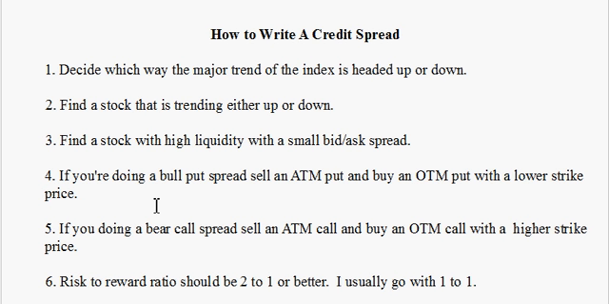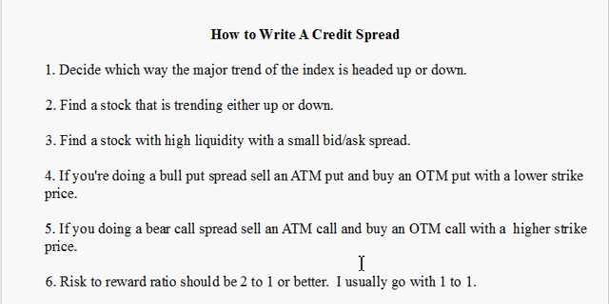Okay. Now we want to look for risk to reward ratios of 2 to 1 or better. I usually try to get a risk to reward ratio of 1 to 1. So in other words, if I'm risking $2, I want to make at least $1. In most cases, I want to risk $1 to make $1. Okay. So I'm going to show you now how to do that.